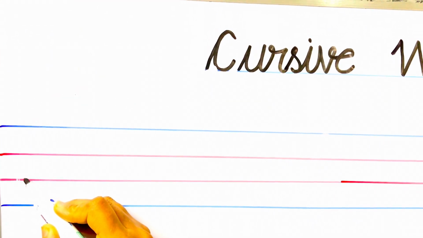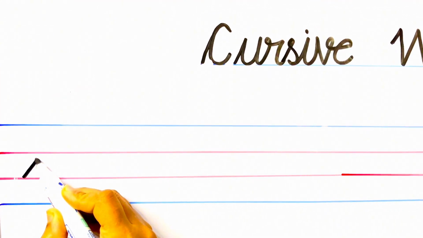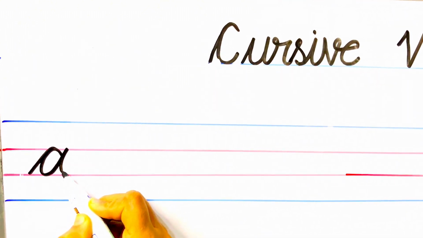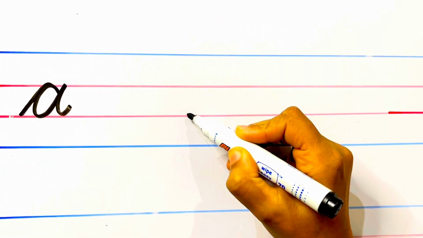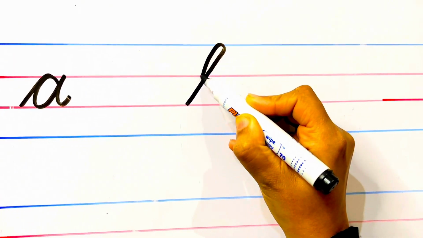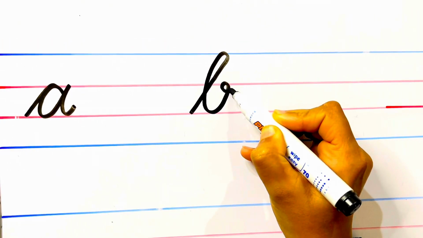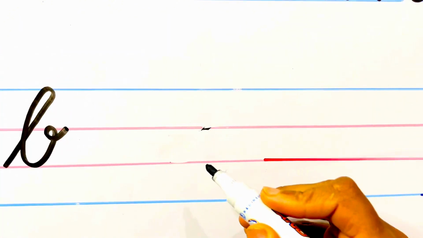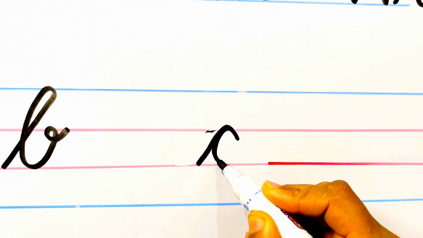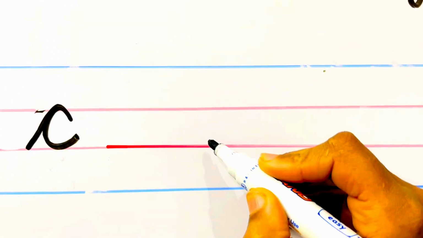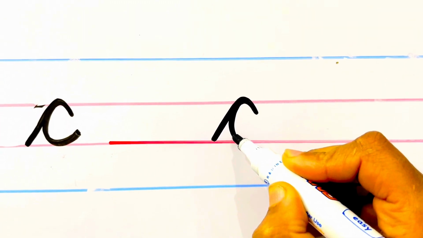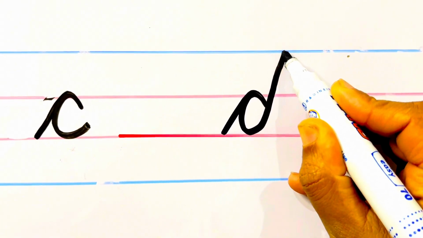To write A in cursive, we draw a slant line, make a right curve, then make a tail. To write B in cursive, we draw a slant line with loop, then a connector. To write C in cursive, we draw a slant line, then right curve.